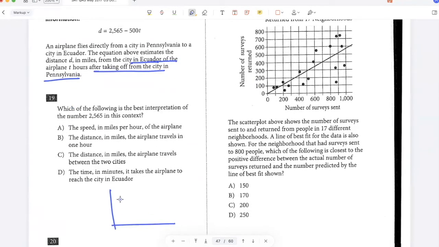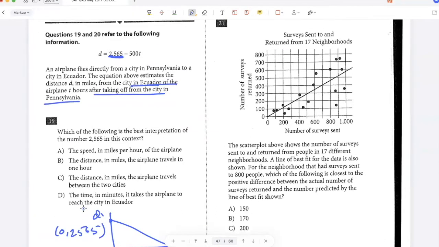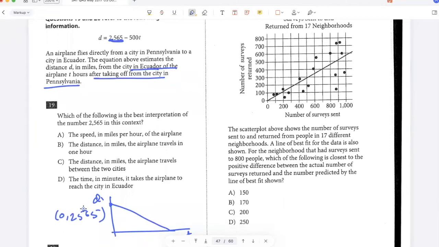So if you kind of draw this, it would be a falling line because it has a negative slope, where this is the distance and this is the time, right? And this is the y-intercept. So this is (0, 2565). So this is going to be the starting distance from Ecuador to Pennsylvania, right? Because as you go forward, the distance reduces. So this is the distance in miles the airplane travels between the two cities, the total distance.